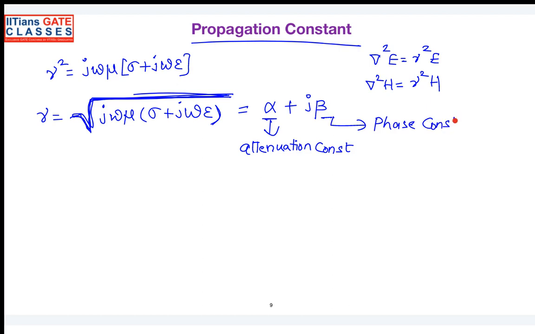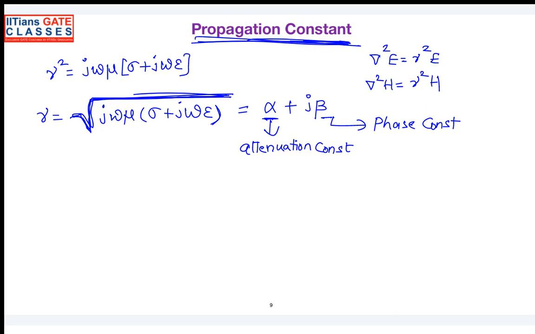The significance of the propagation constant is how the amplitude of the wave propagates and how the phase variations happen in any medium. The real part alpha represents how the amplitude varies as a function of z, and beta represents how the phase varies with respect to distance. That is the significance of the propagation constant. I was giving one assignment to you.